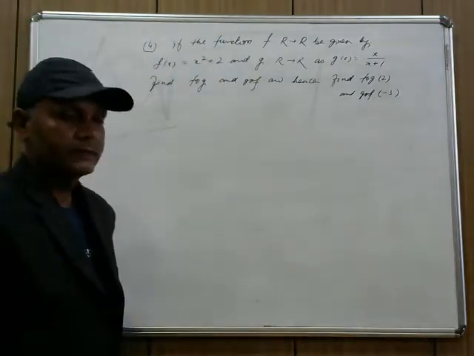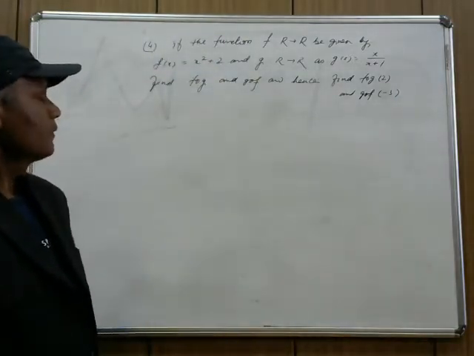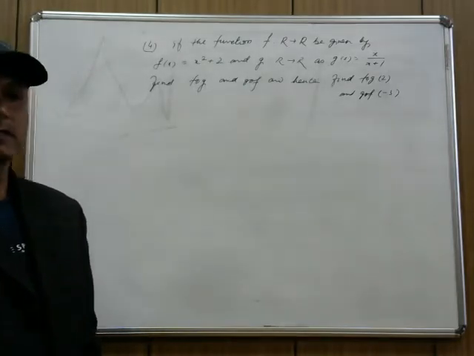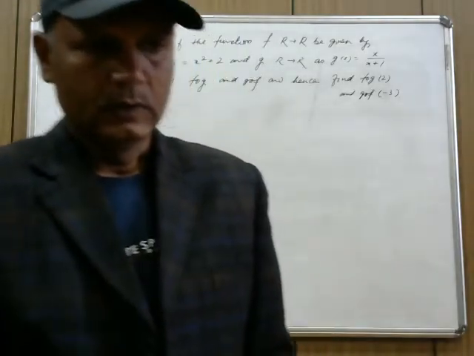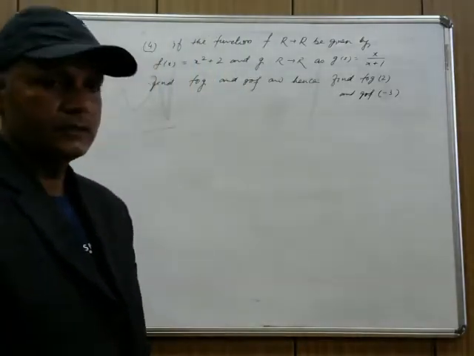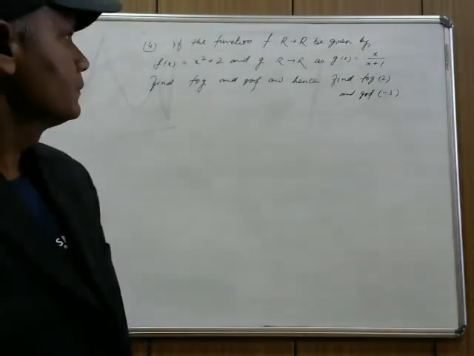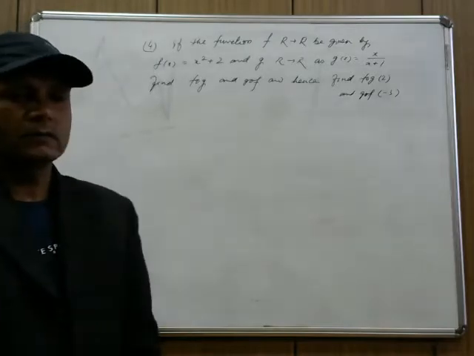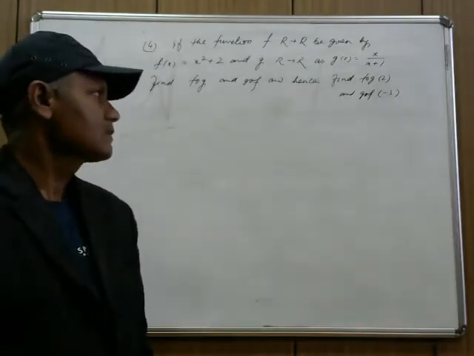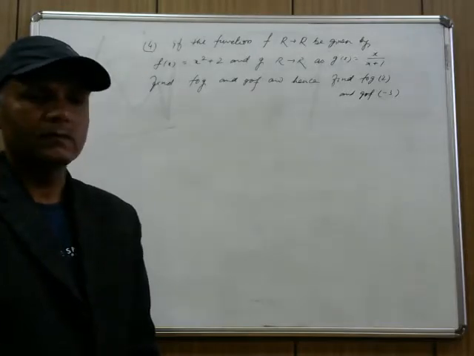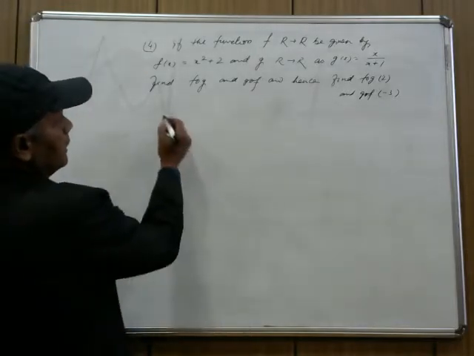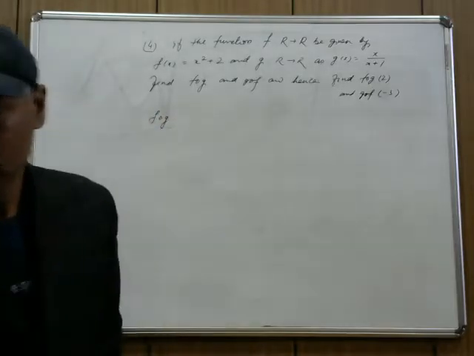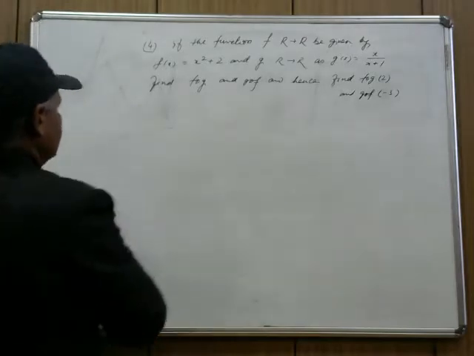Now this is another question I have written on the board. If the function f from real numbers R to R is given by f of x is equal to x square plus 2, and another function g from R to R such that g of x is equal to x upon x plus 1, then find fog, gof, and hence find fog of 2 and gof of minus 3. So the first part, fog of x we have to find out. Solution.